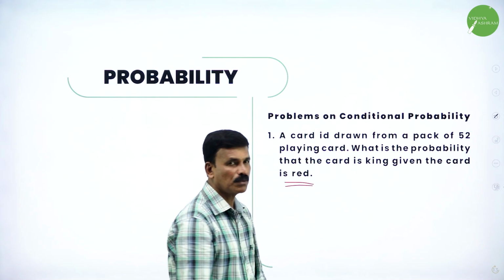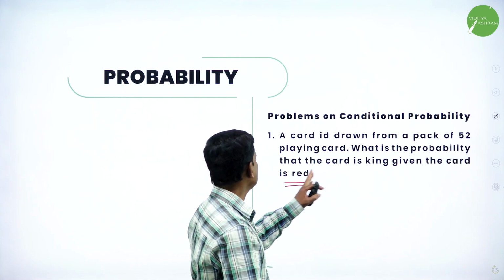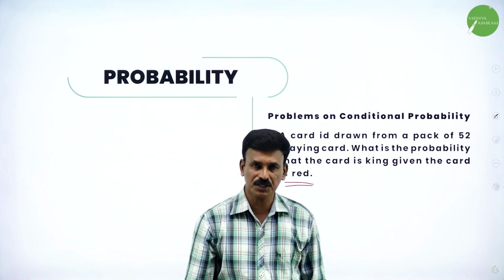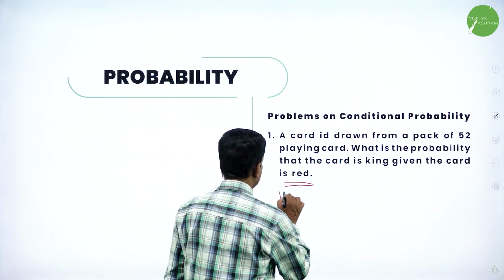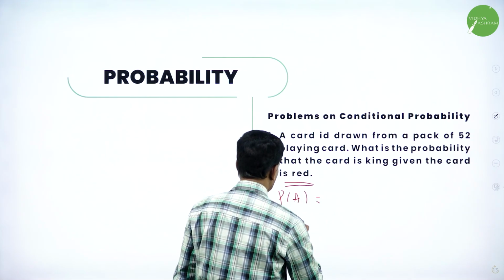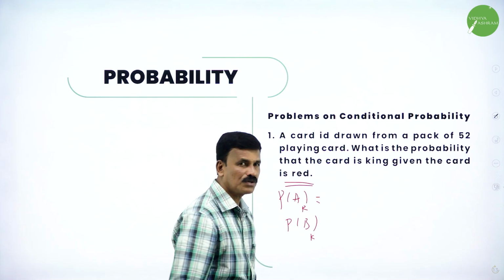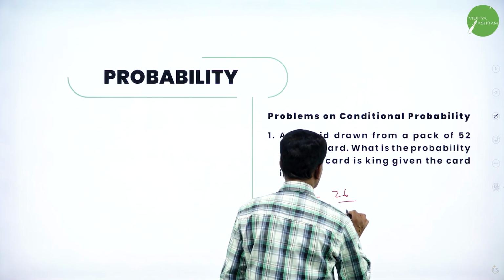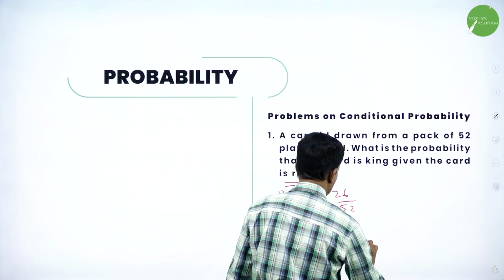This is a very simple problem. What we have to find here is the probability that the card is king given the card is red. Now let us represent P of A, the probability of A, as red and the probability of B as king. So probability of red is equal to 26 divided by 52. And how many king cards? That is 4 divided by 52.